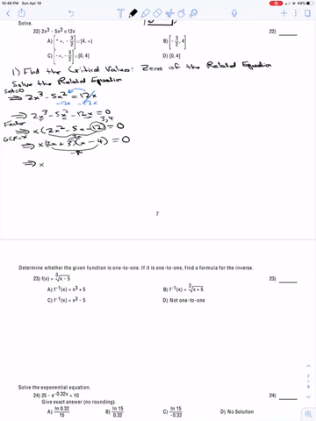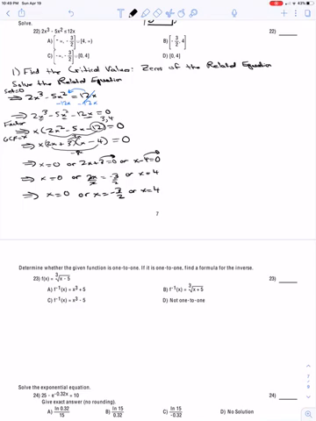Now we use our zero factor property: x can equal 0, or 2x plus 3 can equal 0, or x minus 4 can equal 0. As far as our zeros go, we got 3 zeros for this equation. This was a degree 3 cubic polynomial, which means we can have up to 3 zeros, and we do. So x equals 0, x equals negative 3 halves, or x equals 4. Those are our critical values.